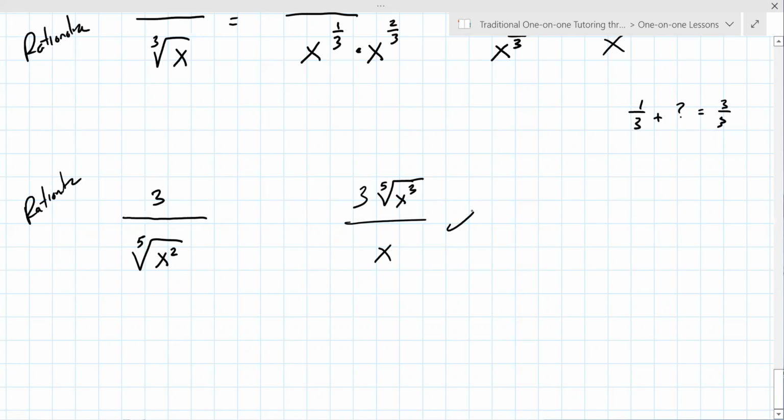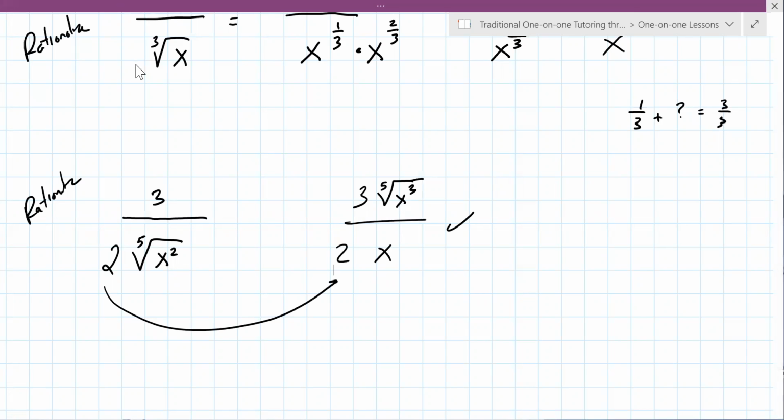Small little wrinkle, I don't know what your instructor would give you. Let's just say there was a 2 on the bottom here. You ignore it, but it comes with your answer, but you only focus on the radical.